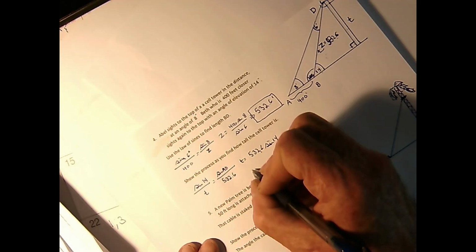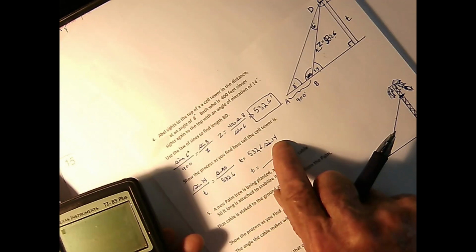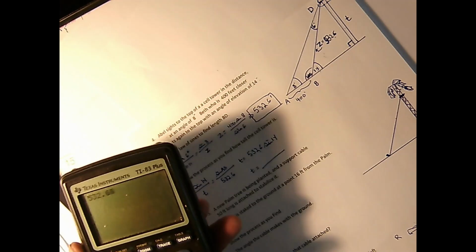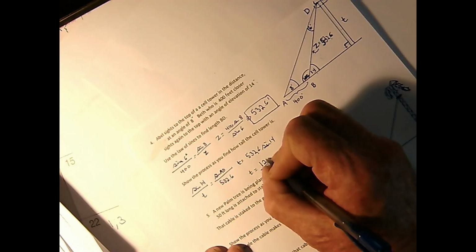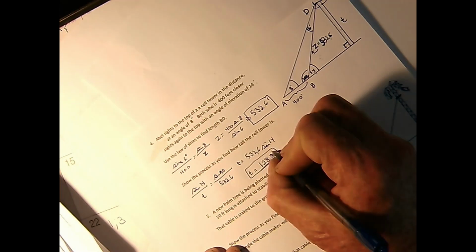I'm going to find that product. I don't even really have to type out the decimal number. I'm just going to say 532.6 times whatever the sine of 14 is. The calculator will replace that for me. And that tells me 128.8, I figure. Yep, 128.8. That would be the height of that tower. I guess if this were all measured in feet, then that would be 128.8 feet.